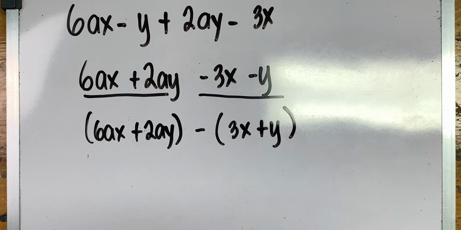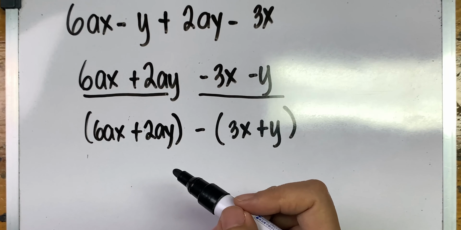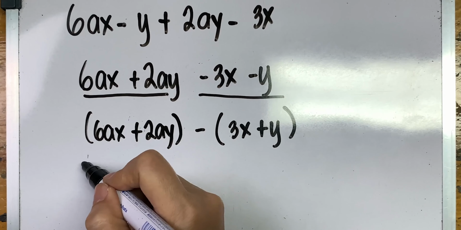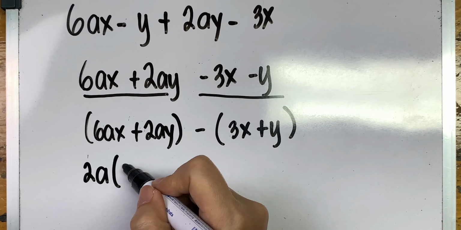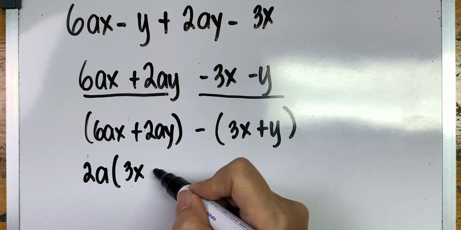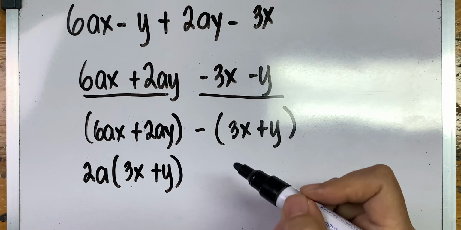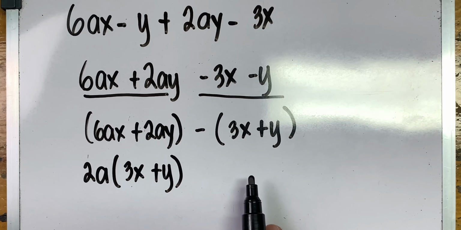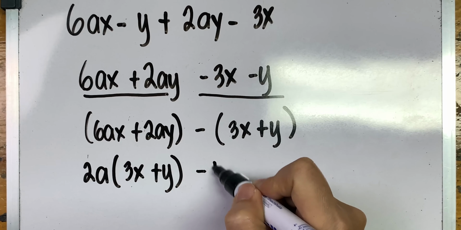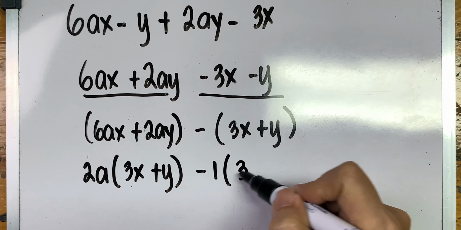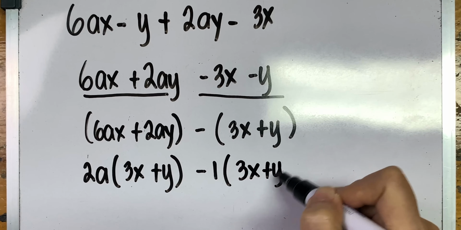Okay. Hanapin natin yung greatest common factor at i-factor natin siya sa labas. Okay. Let's factor it out. So, in this case, we have 2a. So, what is left is just 3x plus y. Dito sa next group natin, walang common factor. So, we'll just put minus 1. So, meron tayong 3x plus y.